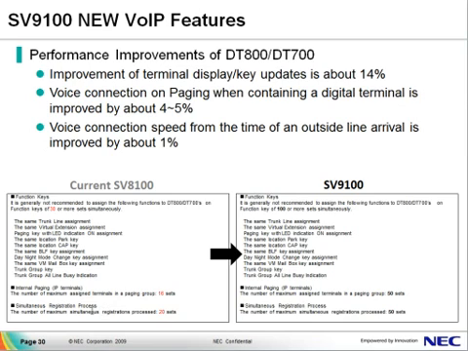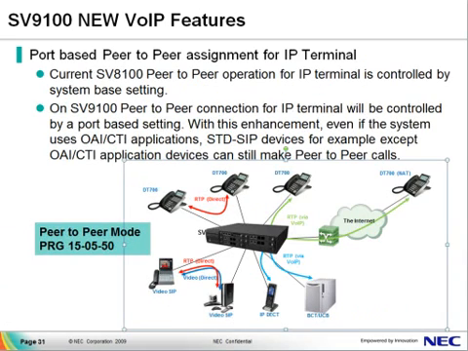And finally, the registration process of DT800 and DT700 terminals. On the SV8100, the system could only process 20 registrations at once. With the SV9100, this has now been increased to 50 registrations. Port-based peer-to-peer assignment for IP terminal.